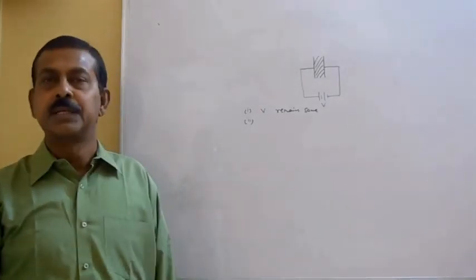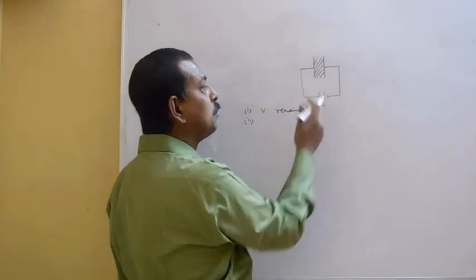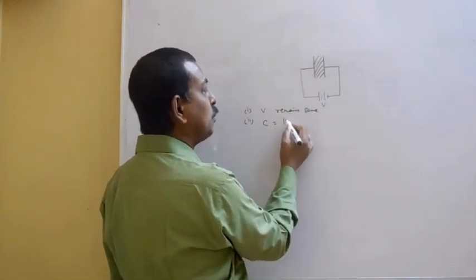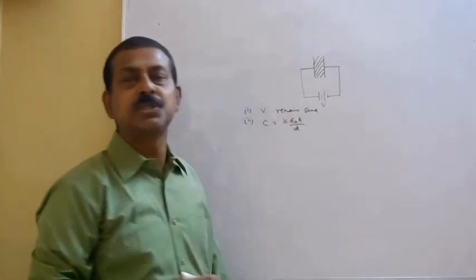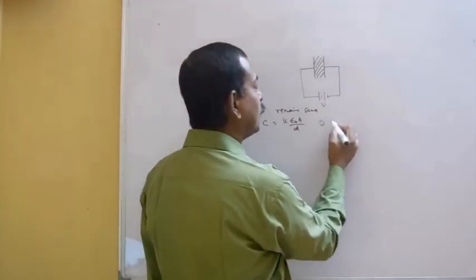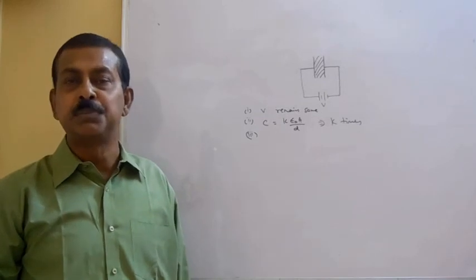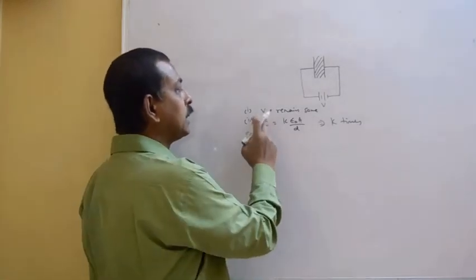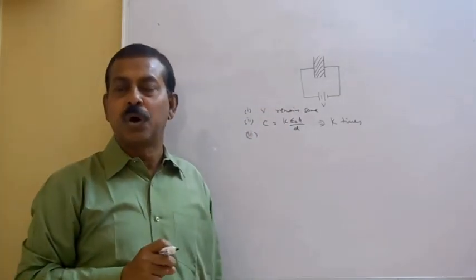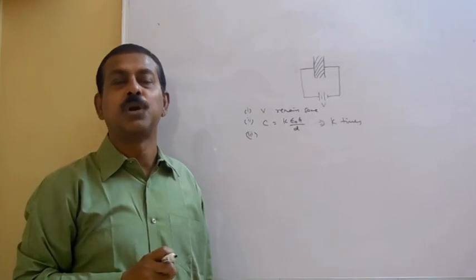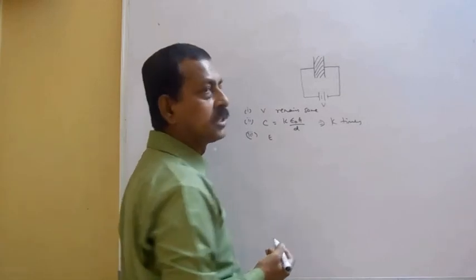Now for the second one, it is asked what happens to the capacitance. As we have used a dielectric medium between the plates, the capacitance will become epsilon naught A by D into K. That means it will become K times. For the third case, electric field between the plates. Here again, as V has remained the same, obviously the electric field between the plates will also remain the same. So this E will also remain same.